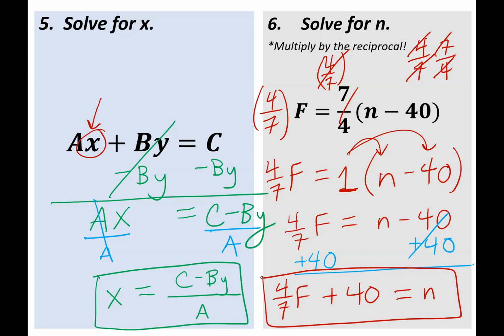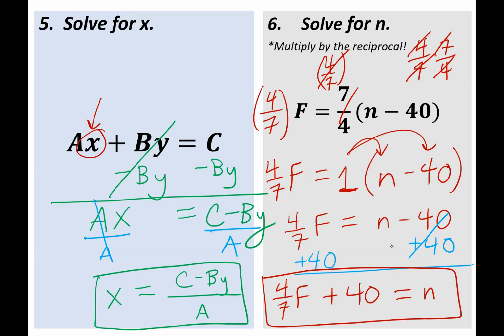Okay, so what did we do for that one? We multiplied by the reciprocal of the fraction. So again, our original problem was f equals 7/4 parentheses n minus 40. We multiplied by 4/7 to cancel out the 7/4. That became 1. Then we distributed the 1. 1 times n is just n, 1 times 40 is 40. So we had 4/7 f equals n minus 40, and then to get the n by itself, we added 40 to both sides. So we ended up with 4/7 f plus 40 equals n.